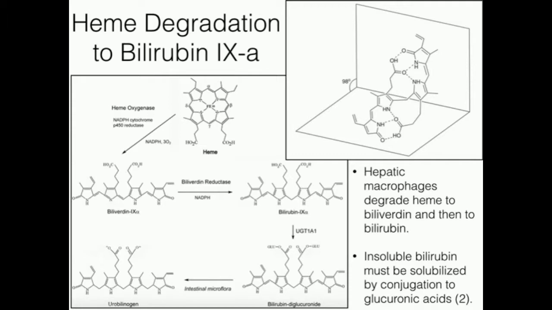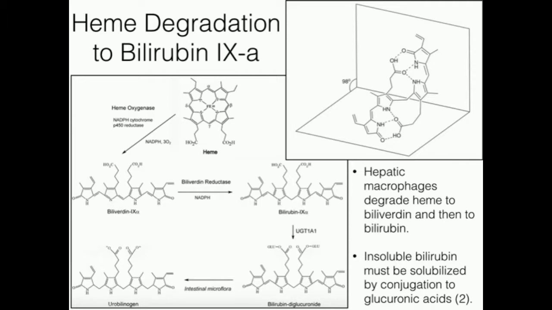And we're going to go over this whole thing in just a minute. But basically, by conjugating bilirubin to these glucuronide residues, these are polar molecules, glucuronides, and they solubilize the bilirubin so that it can be exported through the blood into the intestines. So hopefully that makes a little bit of sense.